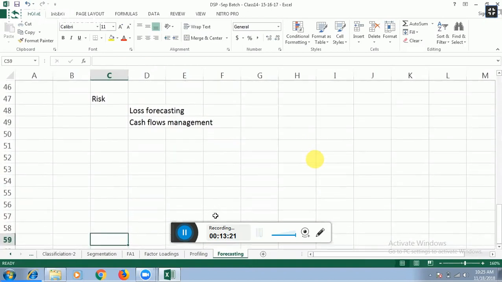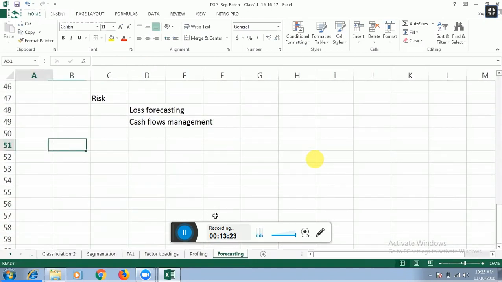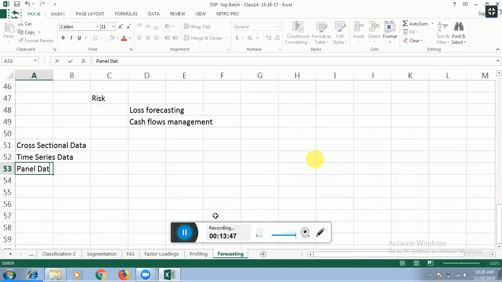Okay, so you understand the applications perspective. What is a typical time series? What is forecasting? What are the data requirements, etc.? Typically, you have 3 types of data. One is cross-sectional data. One is time series data. One is panel data. So if you think about cross-sectional data, what does that mean?